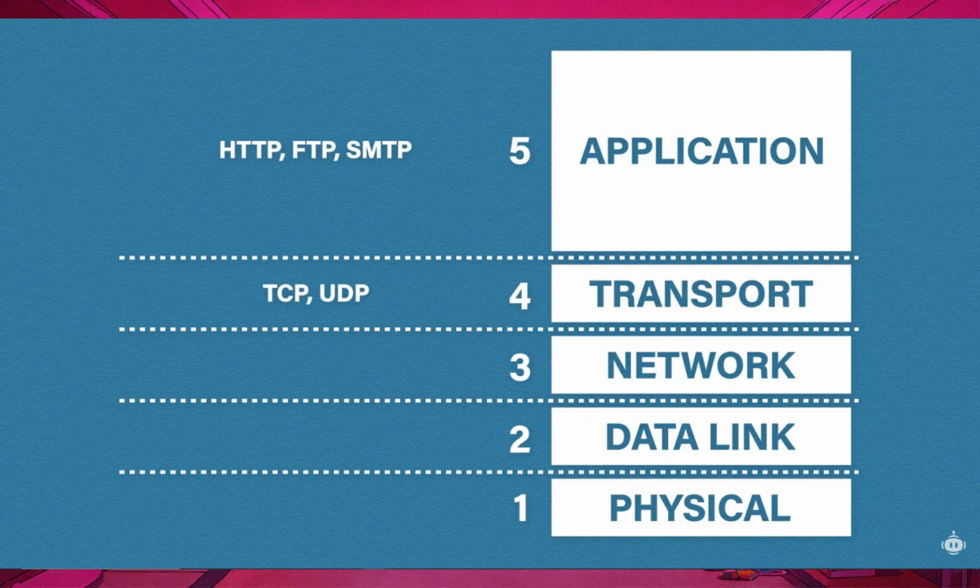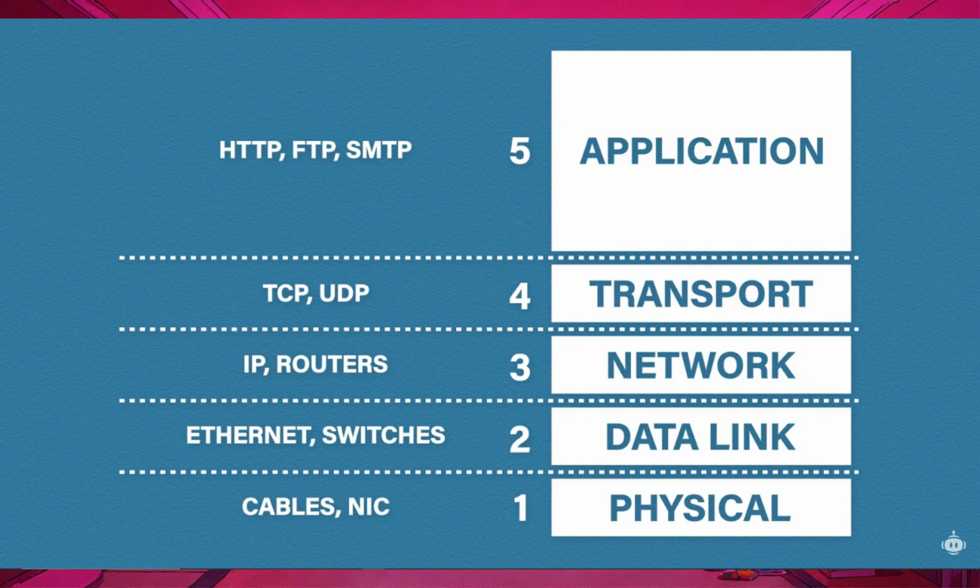Port numbers are also added here. At the network layer, we have the Internet Protocol, or IP. Routers also operate at this layer. The data link layer contains Ethernet. Switches typically operate at this layer, although you can get layer 3 switches that have some routing capabilities.